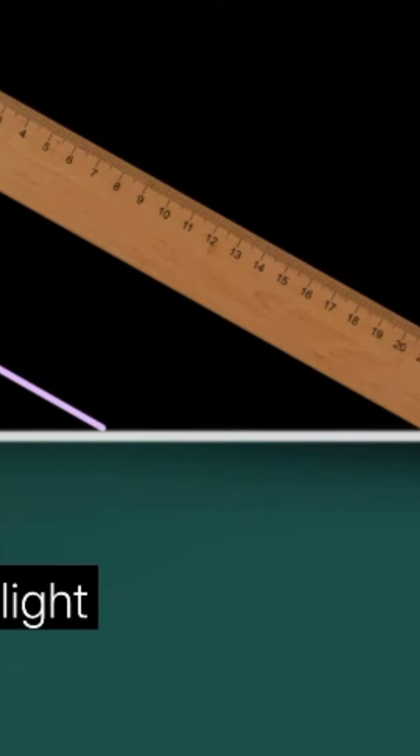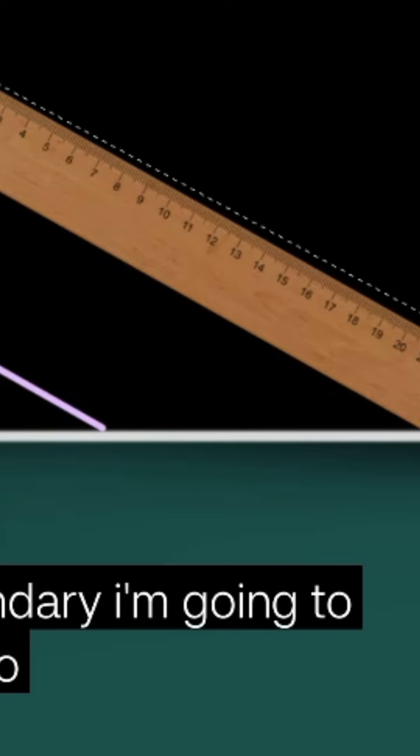So let me draw a couple of incident rays of light. So I'm gonna put my ruler over here, and here's my first incident ray. And I'm gonna draw two incident rays of light. And here's my second ray. I'm gonna draw them parallel to each other.